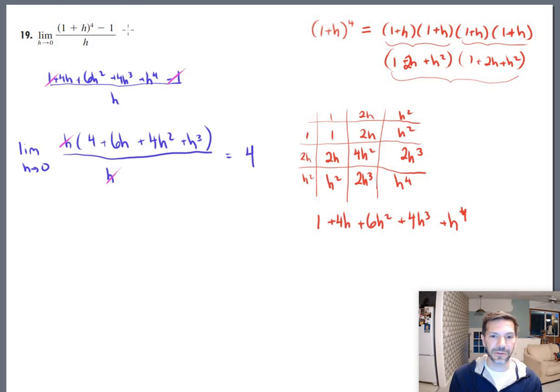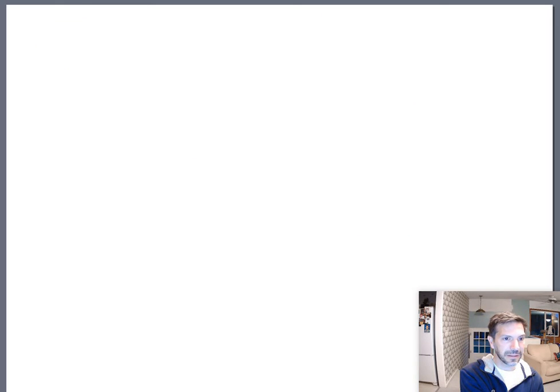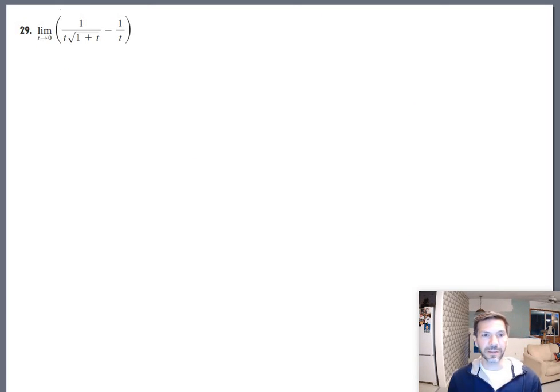So that is the ultimate limit. As you plug in numbers that get closer and closer to 0, the outputs will get closer and closer to 4. All right, that is number 19. Let's take a look at number 29 as well.